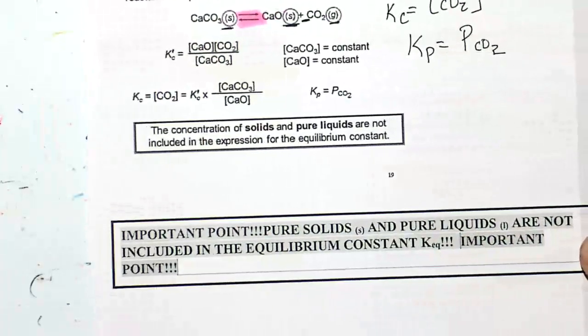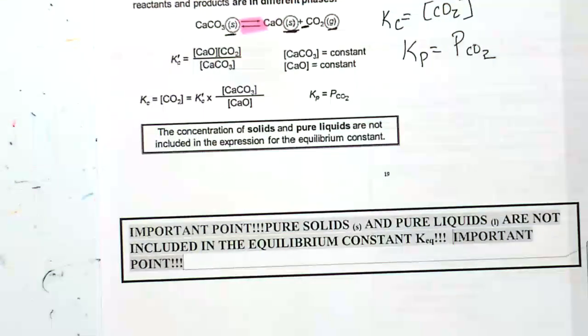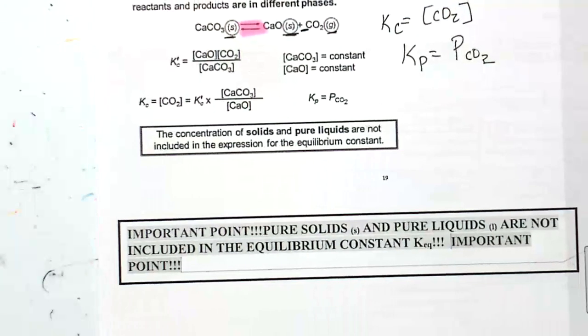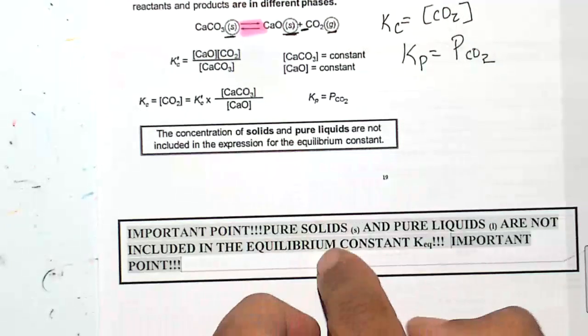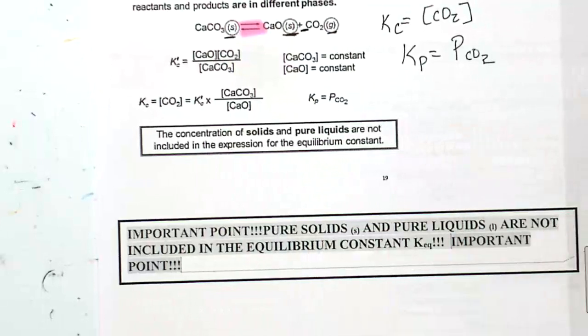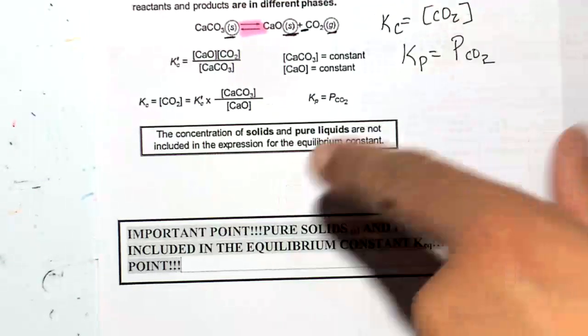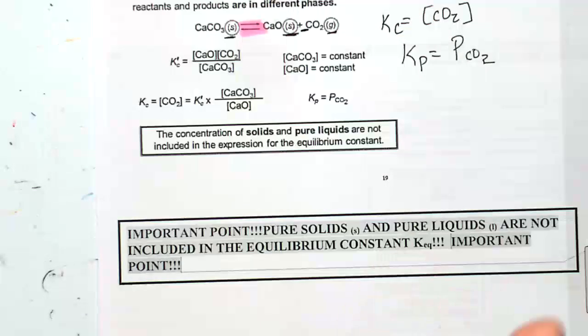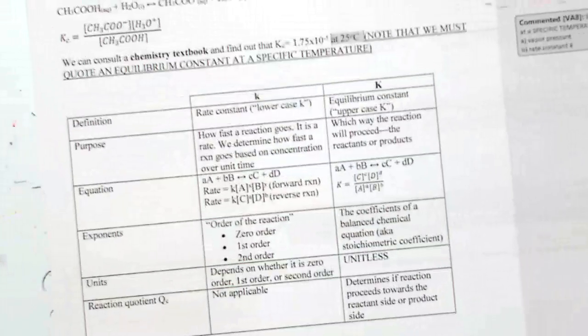Don't do this on any quiz or exam. You can get some points off. I see this a lot, and it's an easy mistake to make. What, not for leaving out the solids? Yes, you have to leave out the solids and you have to leave out the liquids. It's an easy mistake to add the solids and add the liquids, but don't.